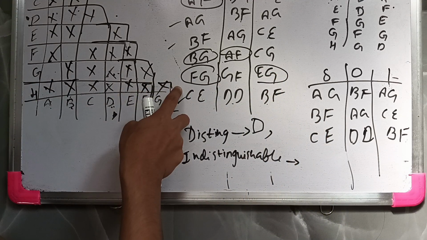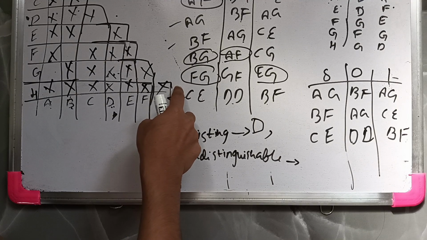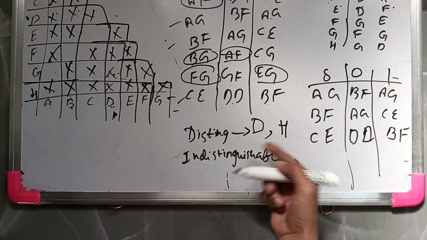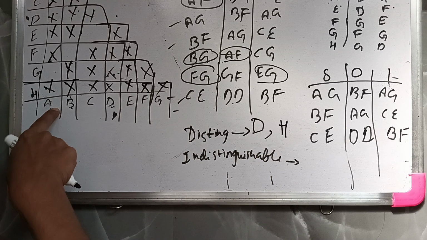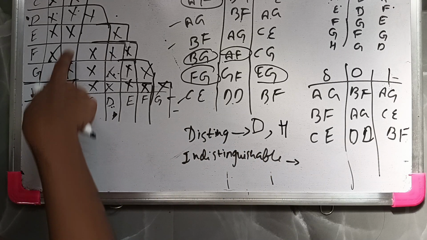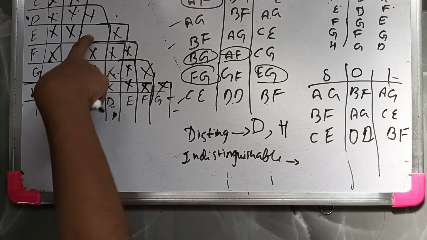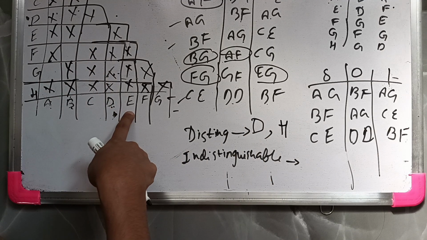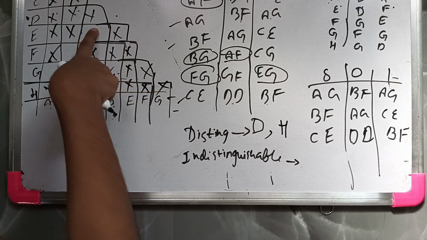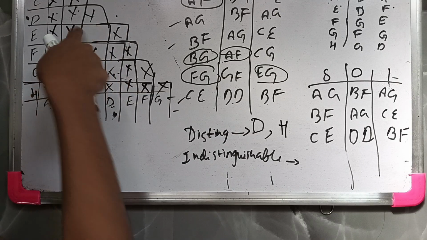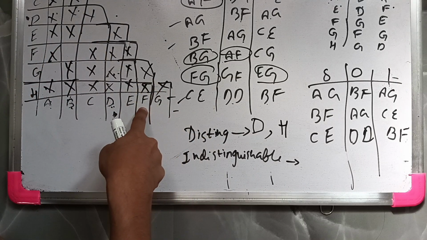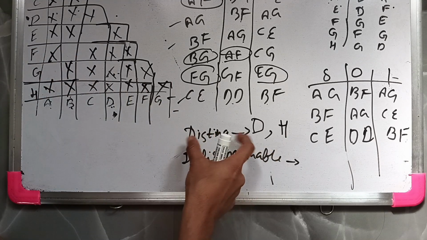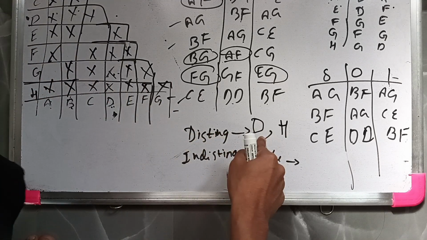Here H is filled in the row, and there is no H column, so consider H also a distinguishable state. For A there is a blank remaining, for B also remaining, C also remaining, and D is already distinguishable. For E, in the column and row there is an empty space, so it can't be distinguishable. F also, and G also remains, so the distinguishable ones are only D and H.